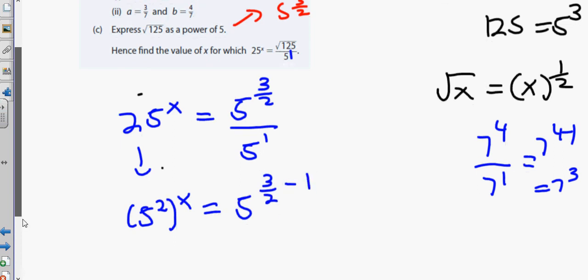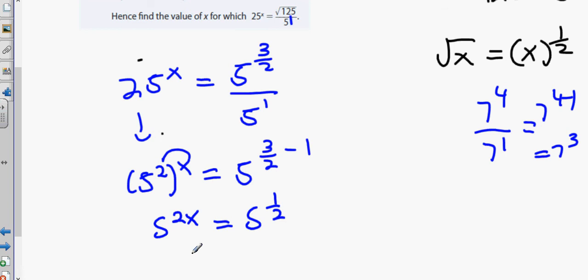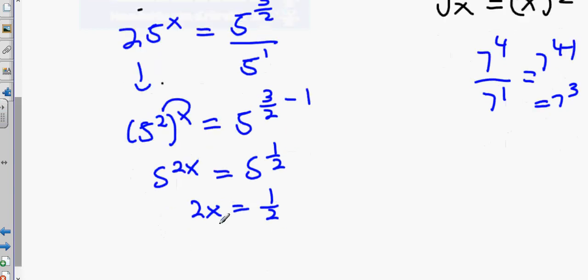So what this turns out to be is 5 to the power of 2x equals 5 to the power of 3 over 2 minus 1, which is 5 to the power of a half. Now we know that 2x must equal a half. Bring the 2 down underneath. x therefore must be equal to a quarter. Okay, that concludes the end of the video.